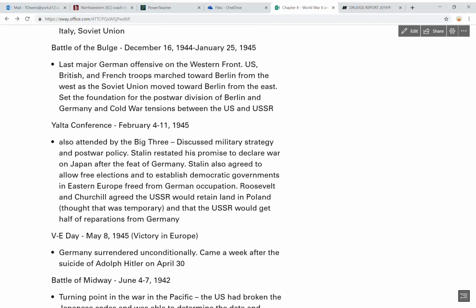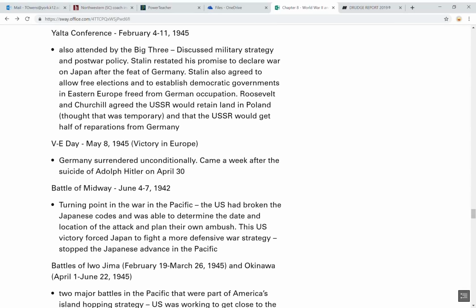Not long after the end of the Battle of the Bulge, you have the Yalta Conference. This is in the Soviet Union, and again, it is attended by the big three. That would be Britain, United States, and the Soviet Union. And they're going to continue to discuss military strategy and post-war policy.